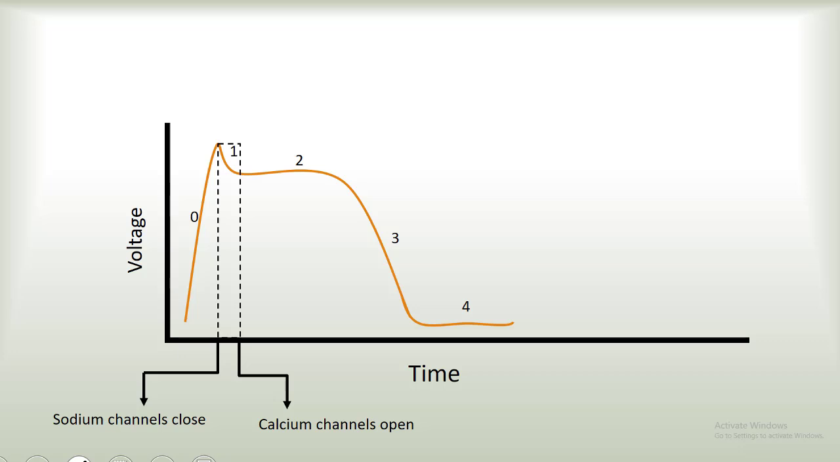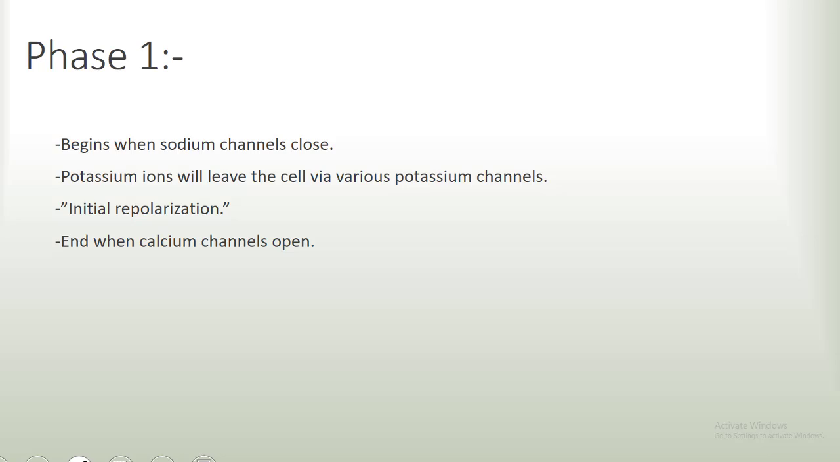Phase 1 begins when the sodium channels close. Potassium will start moving through the potassium channels to the outside of the cell. Because you have positive ions leaving the cell, it will start becoming more negative. The voltage will decrease. This is due to potassium efflux, and this phase is called the initial repolarization. So phase 1 begins when the sodium channels close. The potassium ions will start leaving the cell via the various potassium channels. It's called the initial repolarization, and it ends when the calcium channels open.